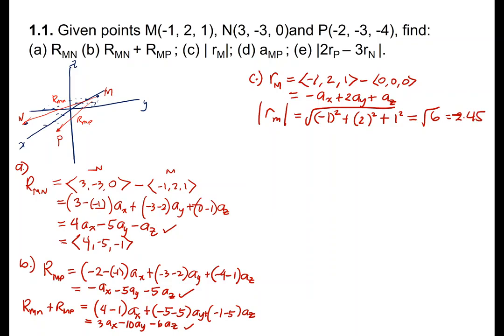Okay, so let's proceed to D. Now, what is AMP? The AMP here is a unit vector from M to P. We discussed last meeting about the unit vector. A unit vector can be written as small u or small a, but in this case we use a. So AMP is the vector from M to P, so RMP, divided by the magnitude of the vector RMP.